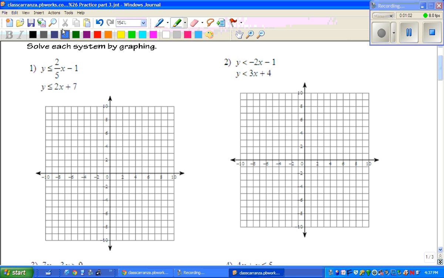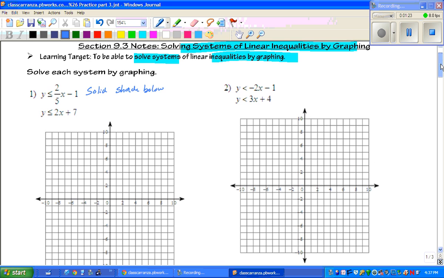Just follow along. So for number one, we have y is less than or equal to 2/5 x minus 1. A couple things to notice right away: this line is solid, and we have to shade below. Quick reminder: you shade below for less than or equal to. We shade above for greater than or equal to.